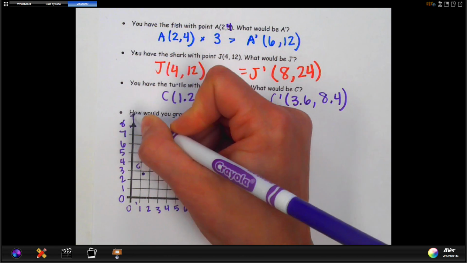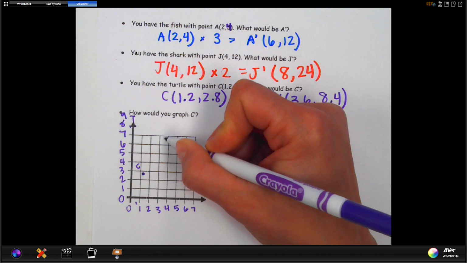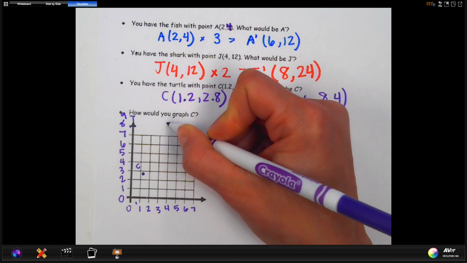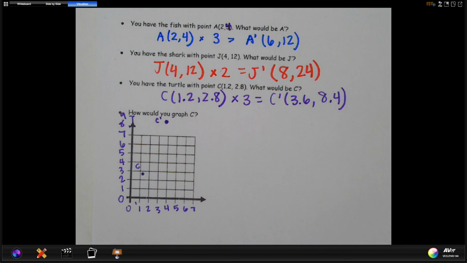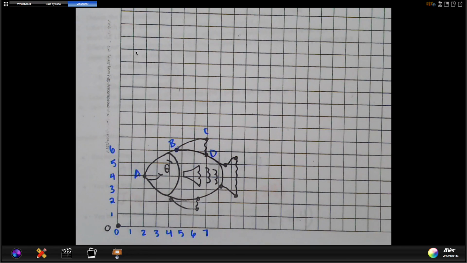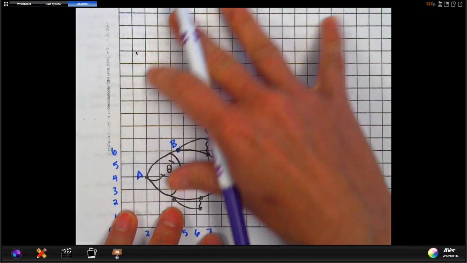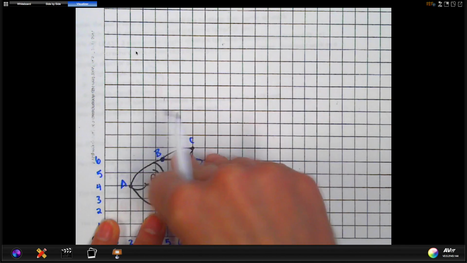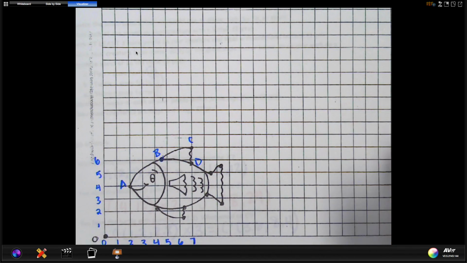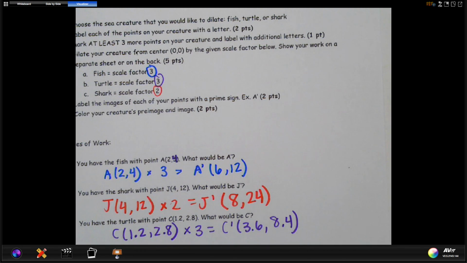So let's go ahead and add some spaces. Go up 7, 8, not to 9, not even quite to halfway. So C prime would be here. Okay? And so what you're going to do is you're going to put those on. Once you have them all on your paper, you will have A prime, B prime, C prime, and they're all going to be spread out on here. And then you're going to reconnect the dots to make a new fish or shark or turtle. And it should be dilated by that scale factor. So the fish should be 3 times bigger, the turtle 3 times bigger, and the shark 2 times bigger.